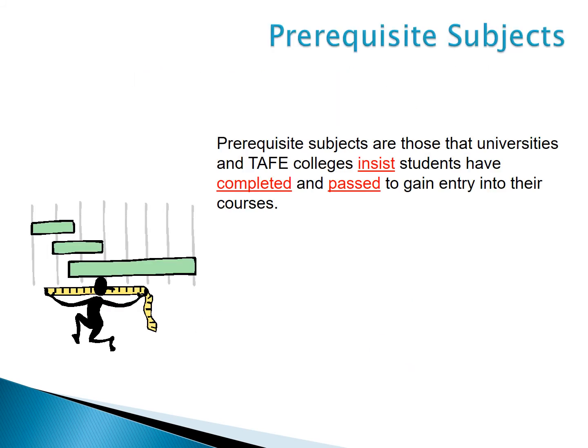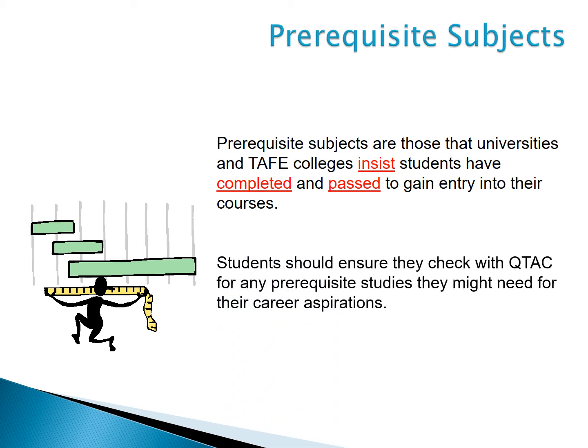So prerequisite subjects. These are subjects that universities and TAFE colleges insist students have completed and passed at least to gain entry into their courses. So you have to check the prerequisites for different courses at different universities so that you can satisfy those requirements when you go to apply for university in grade 12.